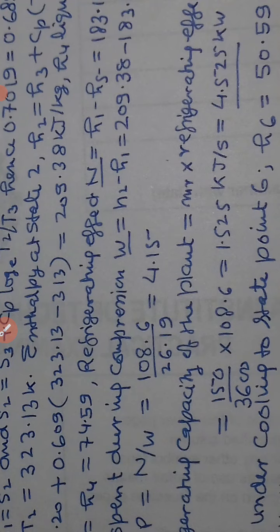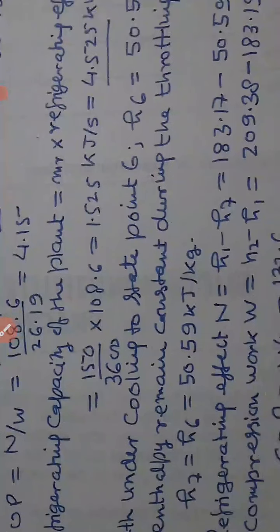Now next part, that is the refrigerating capacity of the plant. Refrigerating capacity will be given by MR times the refrigerating effect per unit kg, that is 150 upon 3600, as given in the question, multiplied by 108.6, that gives 4.525 kilowatt. Okay. Now the B part.